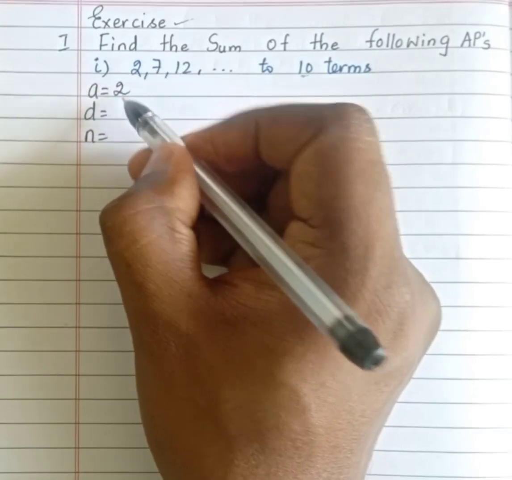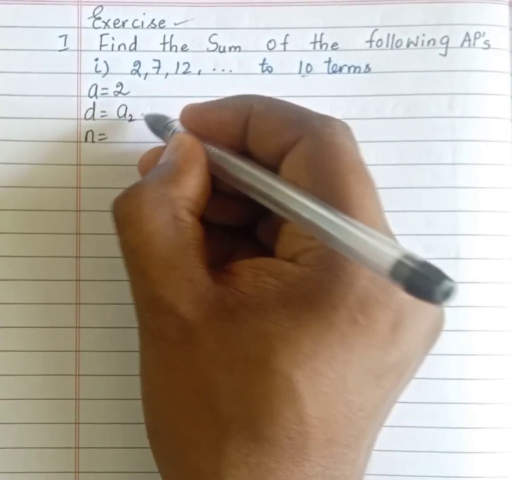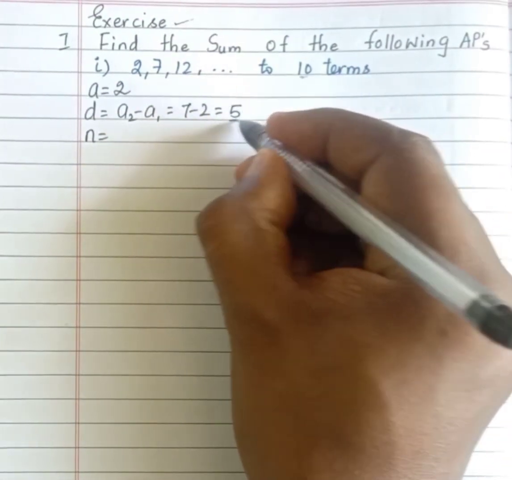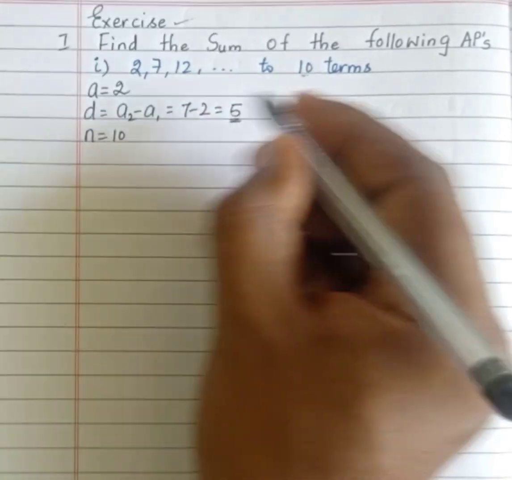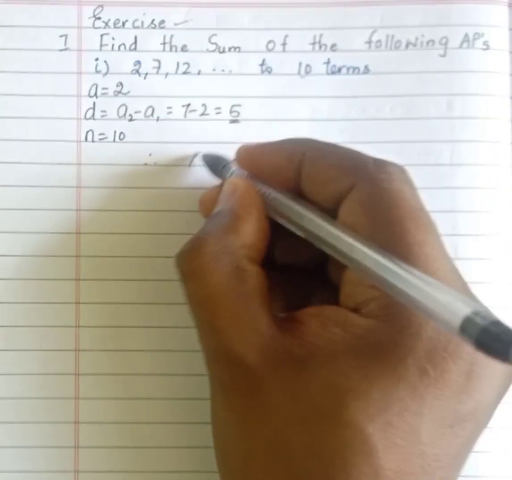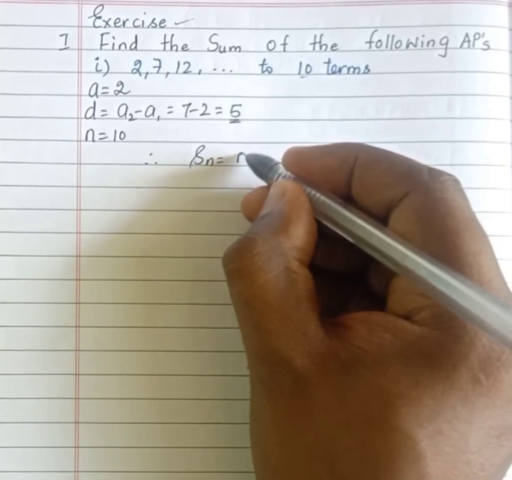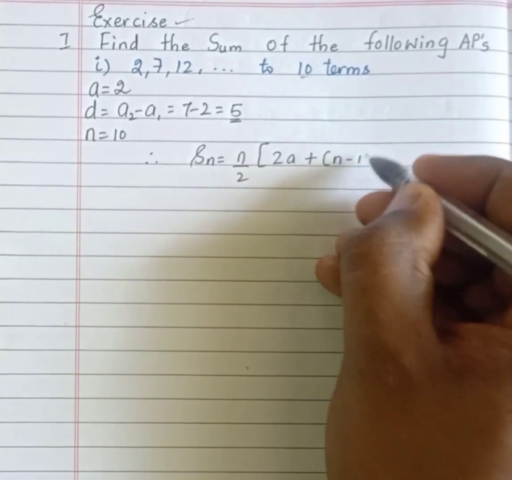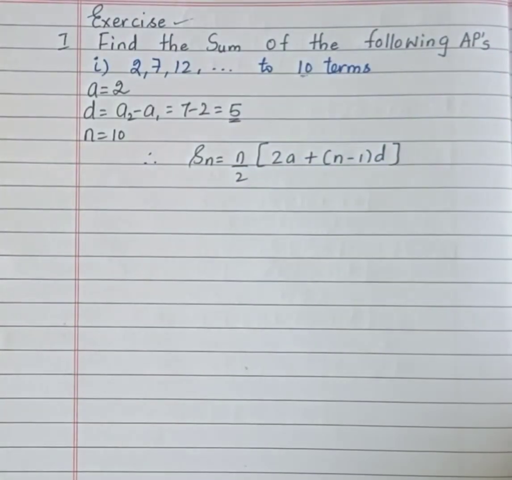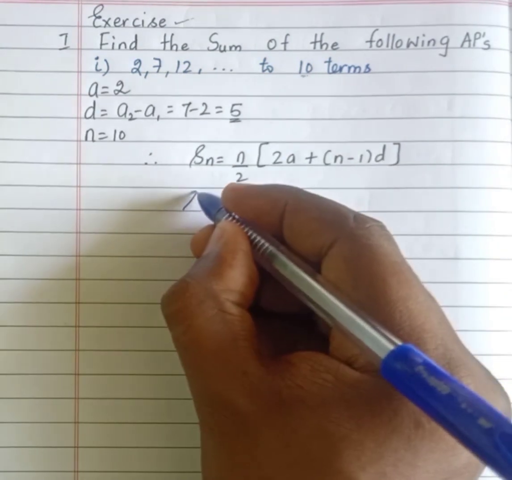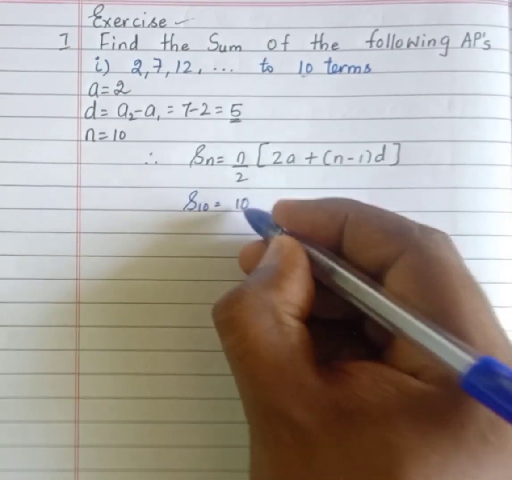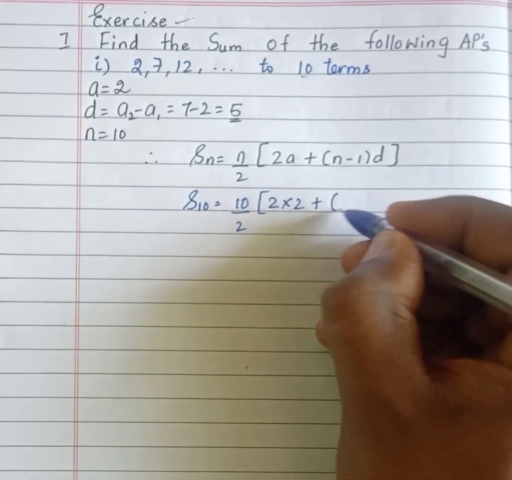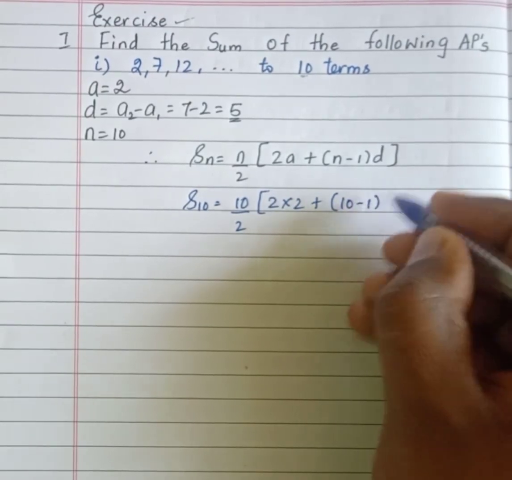Now we should find the value of a, d and n. What is a? a equals 2, that is the first term. d equals a2 minus a1, that is 7 minus 2, which is 5. Now what is n? We should find the sum of 10 terms. Therefore n equals 10. Therefore we use the formula Sn equals n divided by 2 into (2a plus (n minus 1) into d). Now S10 equals 10 divided by 2 into (2 into 2, since a is 2, plus (10 minus 1) into d, which is 5).